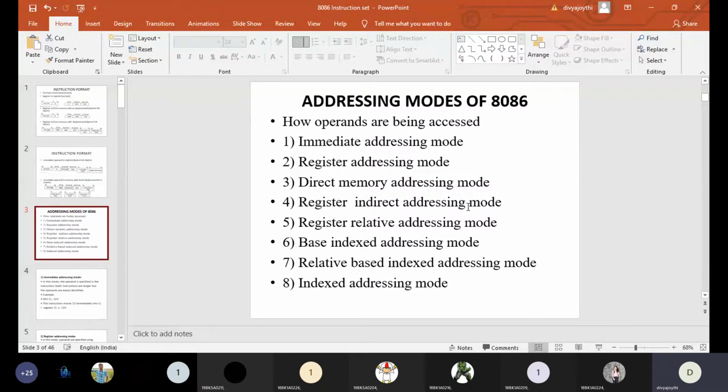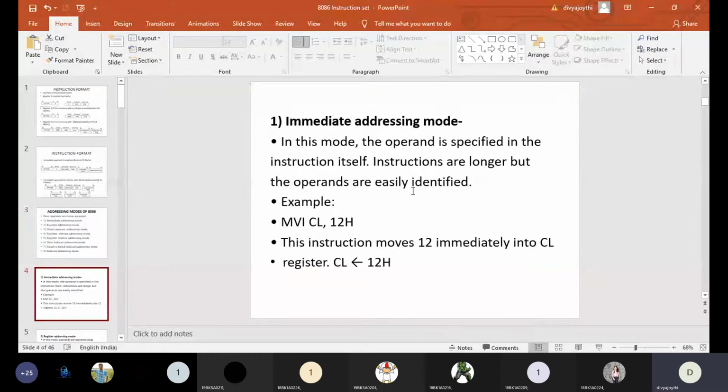Now we will look into each and every addressing mode in detail with an example. Without an example, it would be difficult for us to understand. Once I explain the example, you can easily understand what exactly that particular addressing mode is. As there are 8 addressing modes, I'll explain each with an example. The first addressing mode is immediate addressing mode.